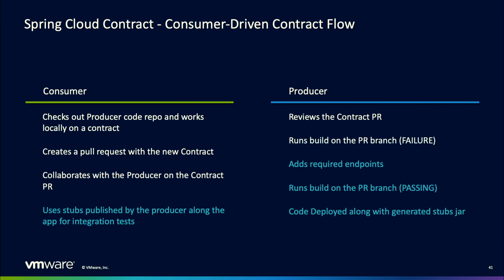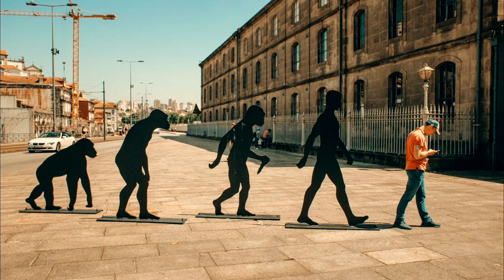And the producer says, OK, I like this contract. I want to implement this API. So first they run the build on the PR branch and it says nothing has been implemented. It fails. Then, obviously, they have to implement the required API changes. Then they can run it. It will pass, so they can merge it to their main branch, and then it will get deployed. Whenever we generate our artifacts, we will also generate a stubs jar in our deployments.